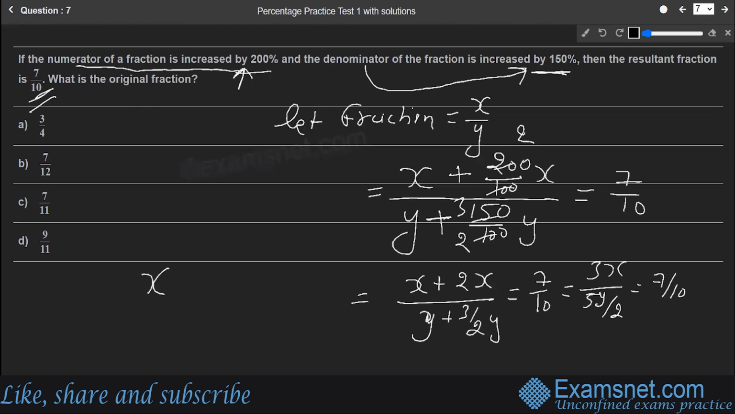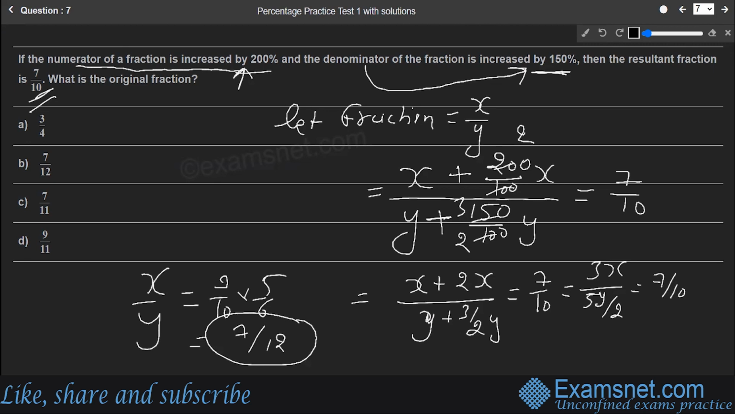If we further solve for X by Y, the final value of X by Y comes out to be 7 by 10 into 5 by 6. That is nothing but 7 by 12. So that is the final answer. The original value of X by Y is nothing but 7 by 12. Let's see, it is available in option number B and becomes the right answer.